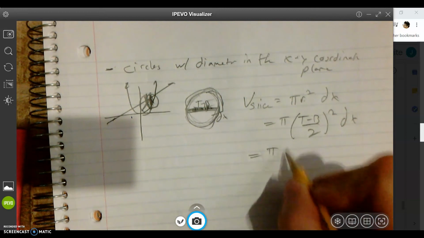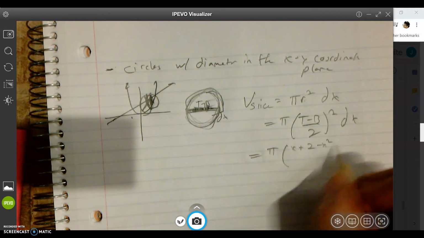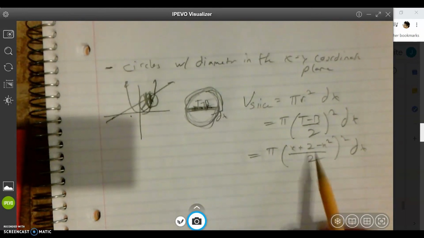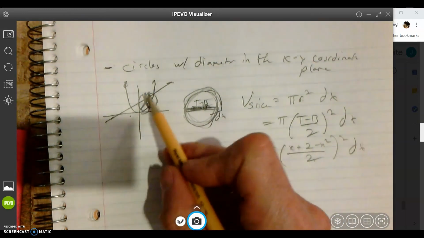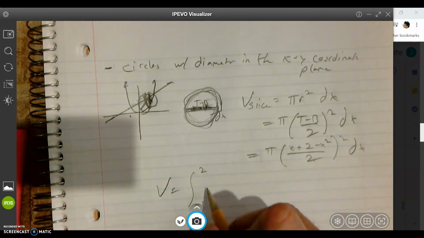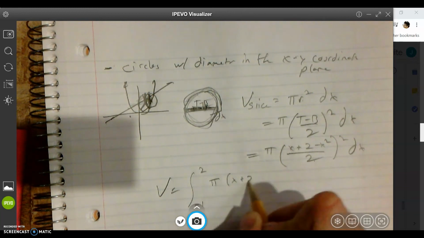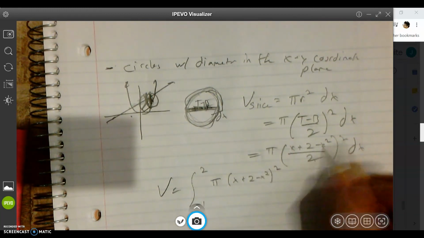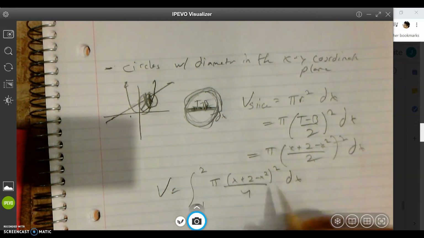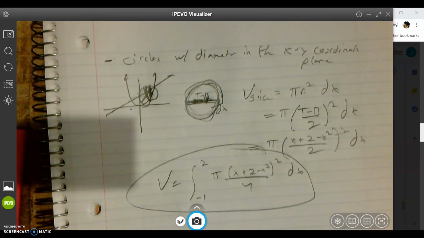Alright, so equals pi times x plus 2 minus x squared divided by 2 squared dx. Alright, so that is the volume of one slice. So now let's do the volume of all the slices between negative 1 and 2. So the volume equals the integral between negative 1 and 2 of pi times x plus 2 minus x squared, squared. Distribute the 2 to the numerator and distribute the 2 to the denominator, over 4, dx. There you go. So we just did 4 new ones in volume 1 and volume 2.